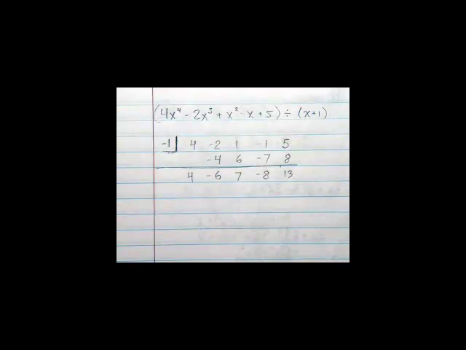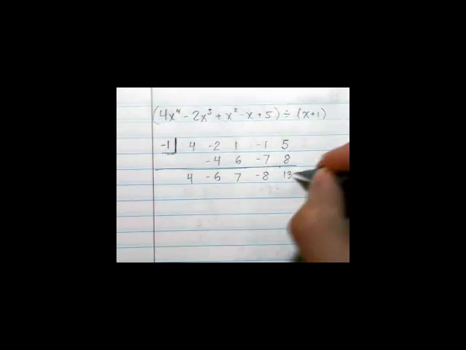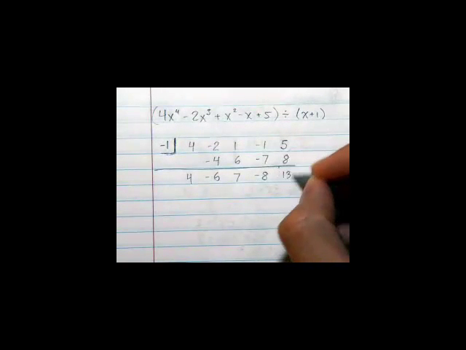So take a look at those numbers. 4, negative 6, 7, negative 8, 13. And look at the answer to that last problem that we did. What do you notice? Yeah, I know. Trying to make it exciting again. Those numbers are the coefficients of your answer of the last one you did. And not only that, this 13 at the end, that's your remainder.